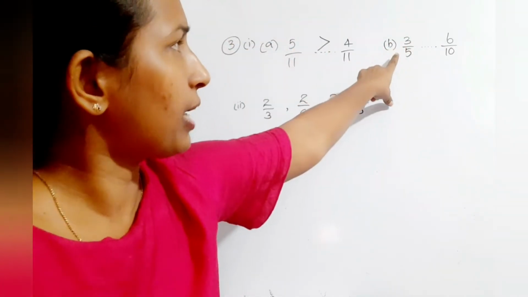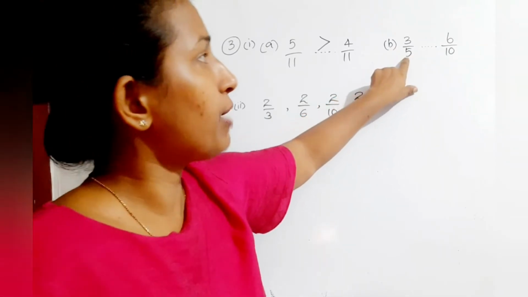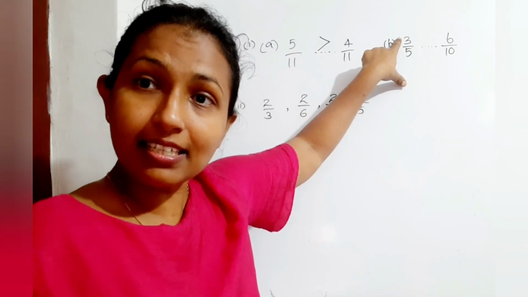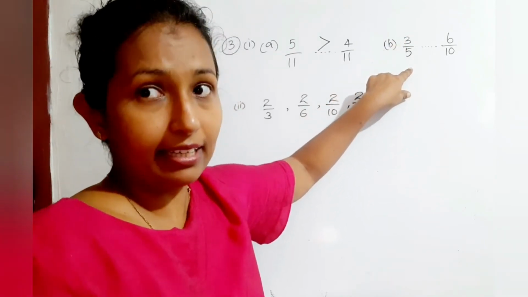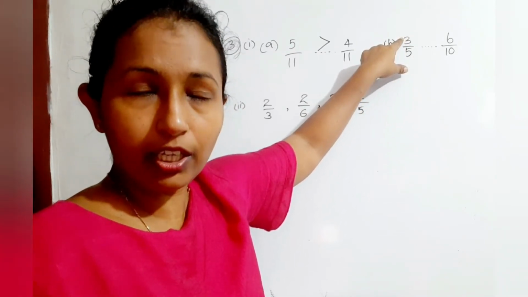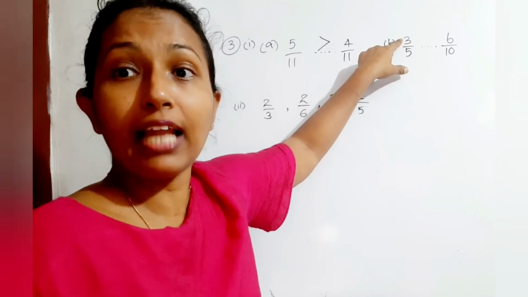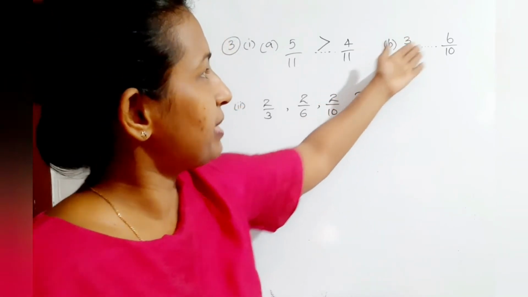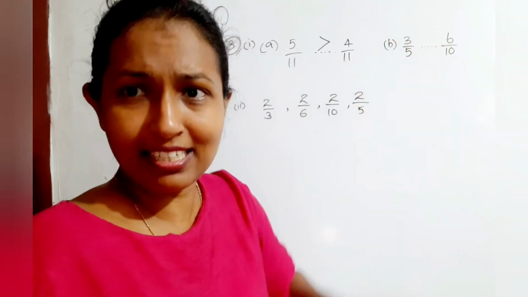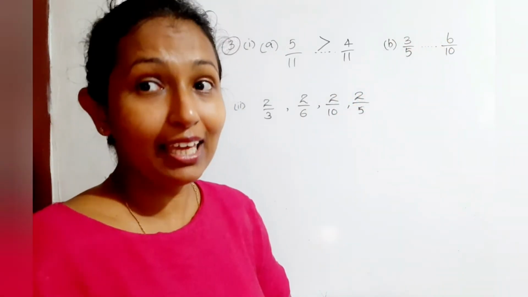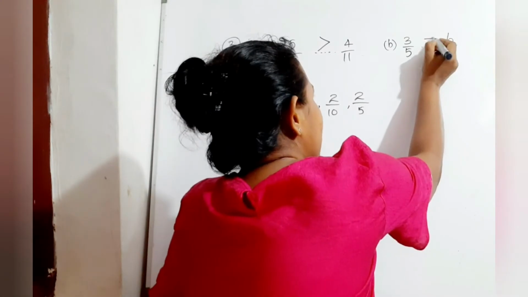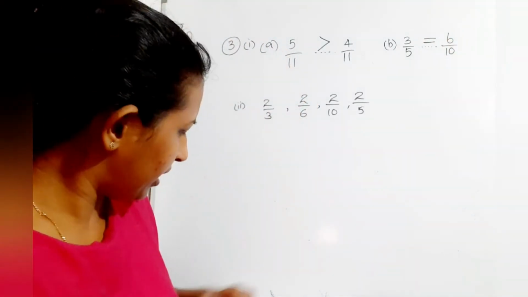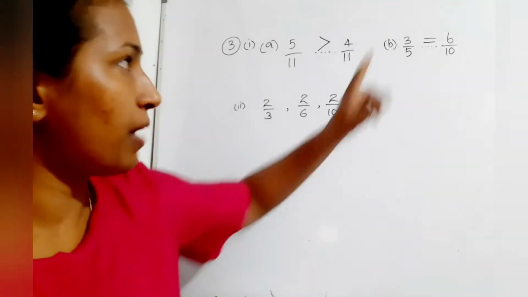So here you can multiply it by 2. Then 5 into 2, 10. 3 into 2, 6. Then you will have the fraction as 6 over 10. 6 over 10 is there. So they are equal. So they are equivalent fractions. Can you understand? Okay, then you will be given 2 marks for that one.